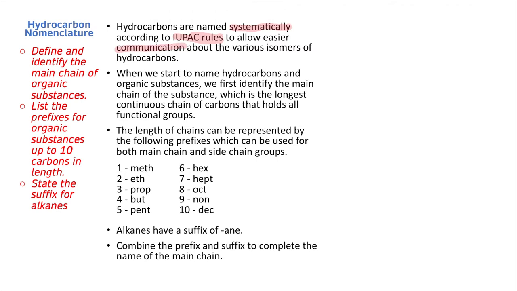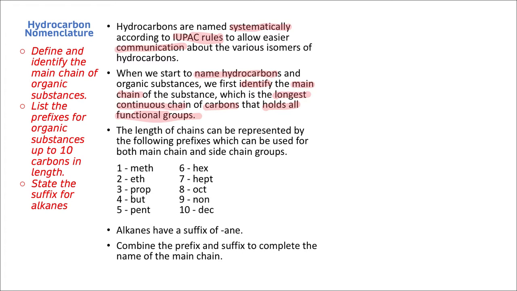So when we start to name hydrocarbons and organic substances, we first have to identify the main chain of the substance, which is the longest continuous chain of carbons that holds all of the functional groups. In this case, the functional groups that we're going to be looking for are halogens and double and triple bonds. Those will be the main functional groups that we'll deal with in year 11, and then there's a ton of functional groups in year 12 that we'll also have to deal with.